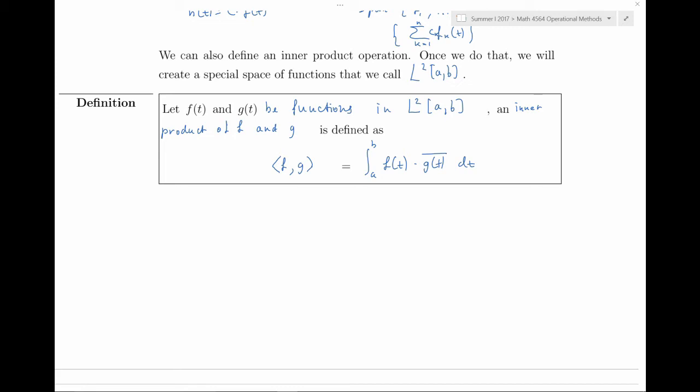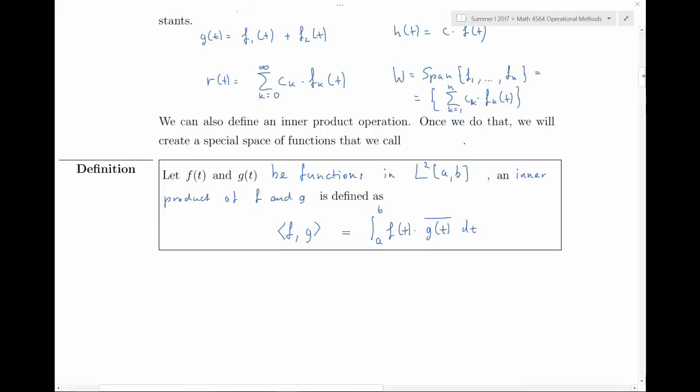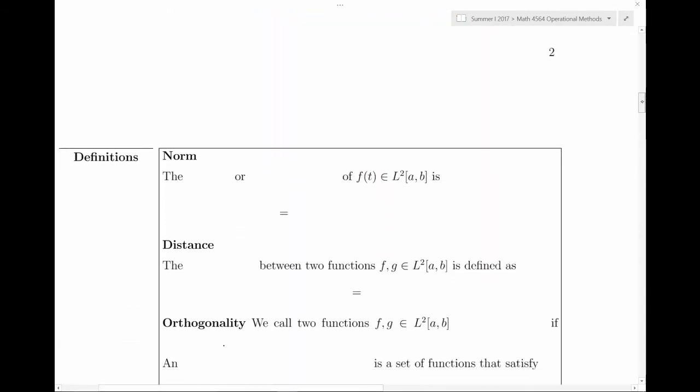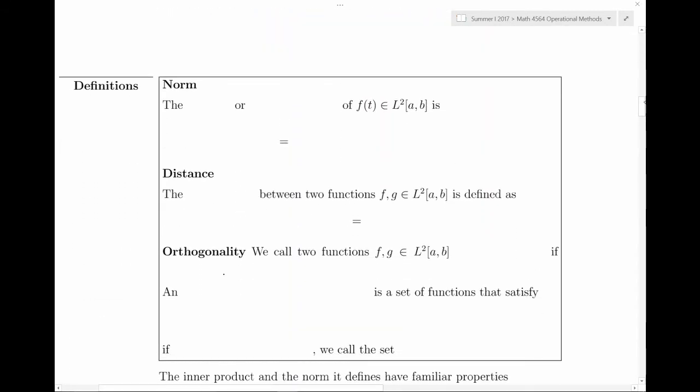So in a way, this definition of an inner product is almost the same as the definition you had for vectors from Rn. Once you define an inner product, you define a lot of other things for the vector space. You define the norm, you define the distance, and you also put a definition of what it means for two functions to be orthogonal.